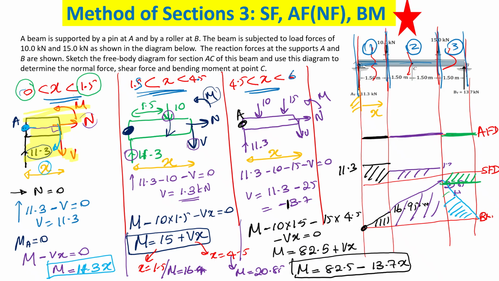So for part 3, the M should only get one answer. M should only get one answer, like part 2 had two M values. No, two. You have to put in and see when x is equal to 4.5 and when x is equal to 6. Put the numbers and see.